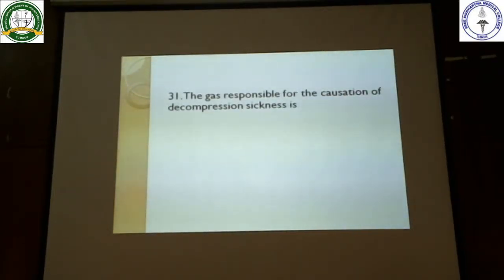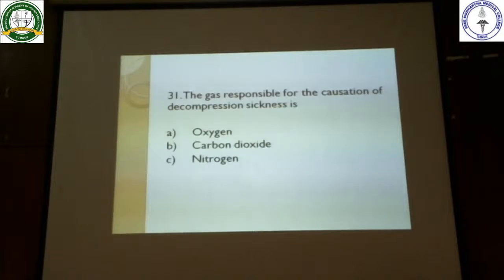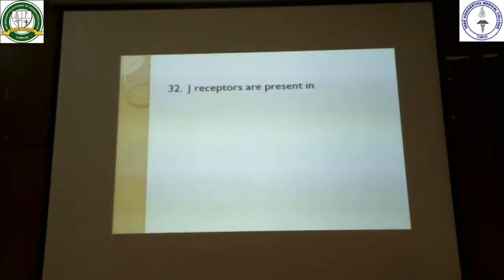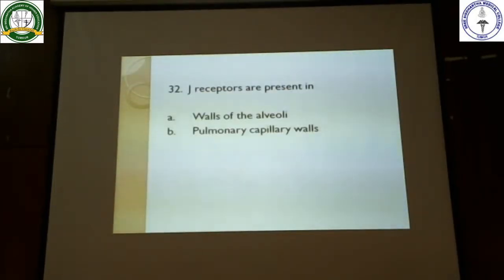Next question: the gas that is responsible for the causation of decompression sickness is oxygen, carbon dioxide, nitrogen, or helium. The answer is nitrogen. Decompression sickness is what happens whenever you go diving to the deep sea. All the gases, barotrauma, bends and so on.